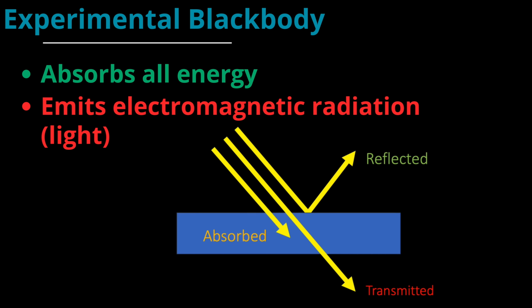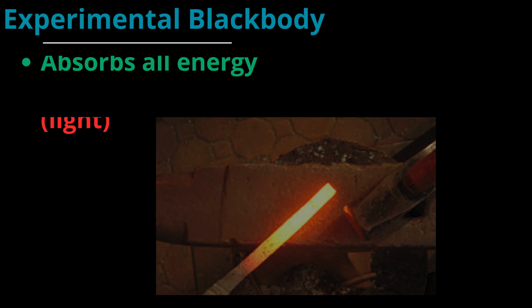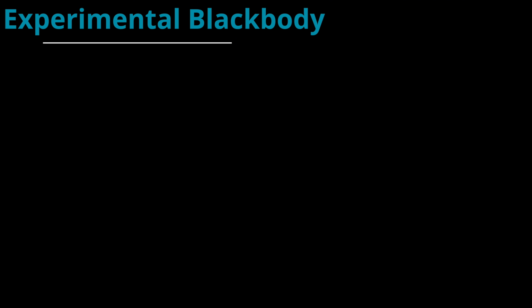An example which demonstrates how a blackbody works is a metal rod. As the temperature goes up, it starts to glow, which is the emission of radiation. A question remained as to the qualities of the electromagnetic radiation emitted based on its temperature.